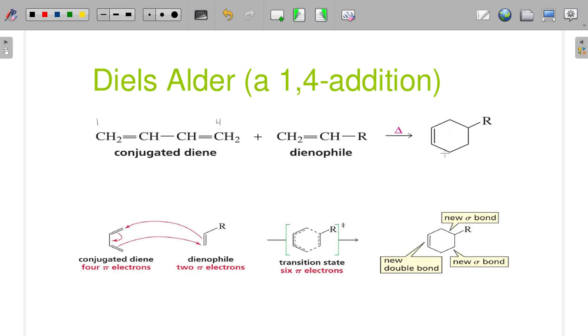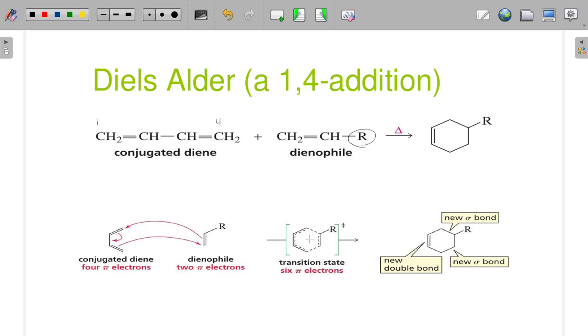And that's going to end up making a ring with whatever this group is that was on the dienophile as a substituent. Just takes heat to do this. All right, what's actually going to happen is that conjugated diene always forms a shape such as this. Almost looks like a cis type form. And the dienophile just comes in here.